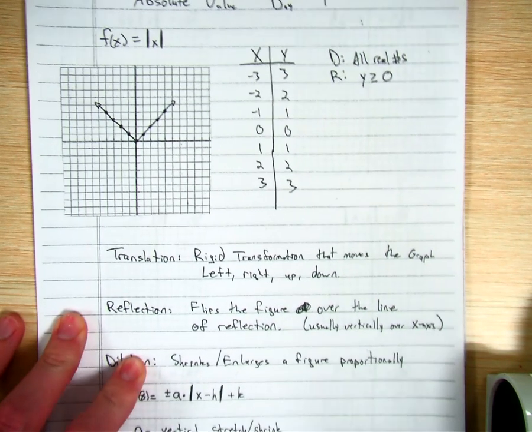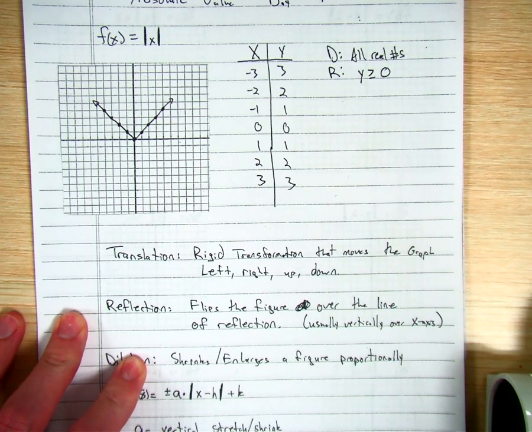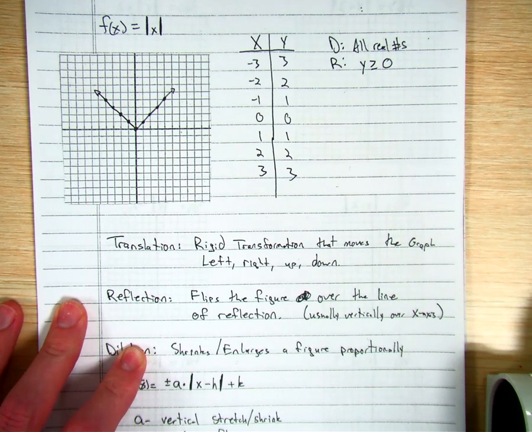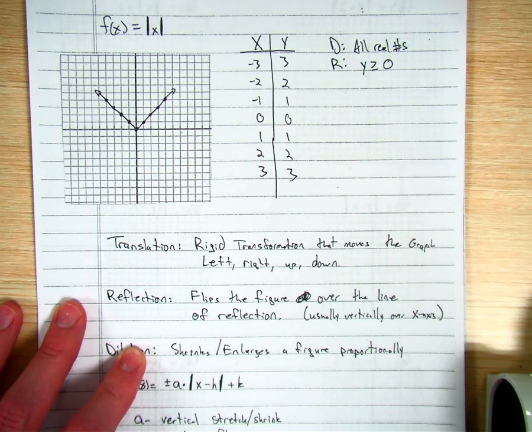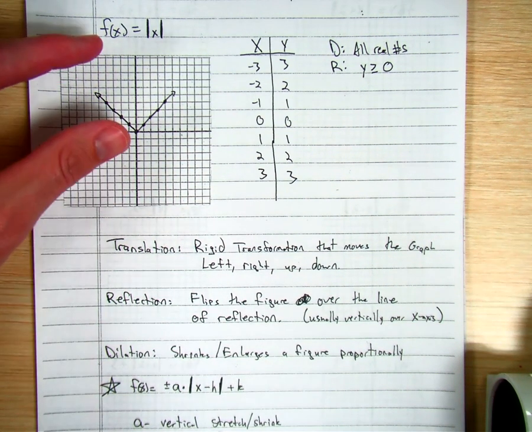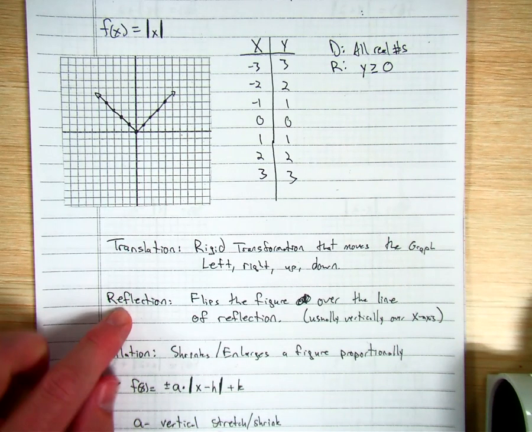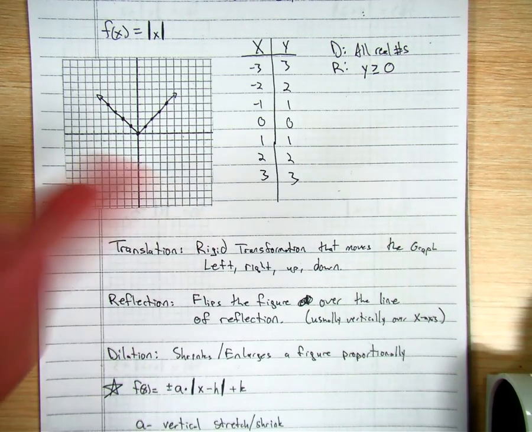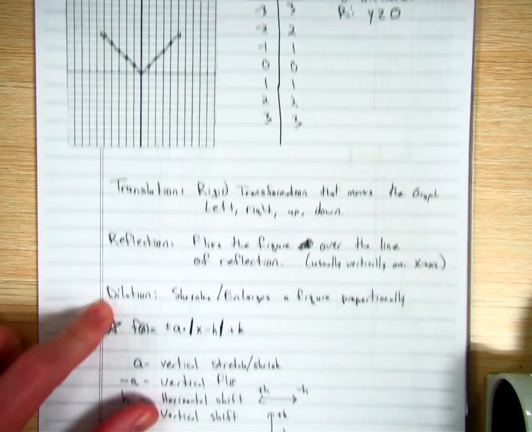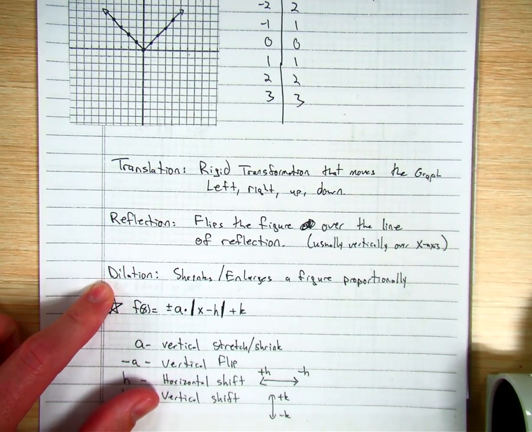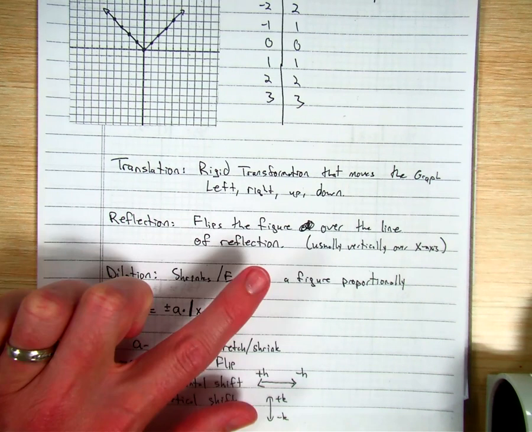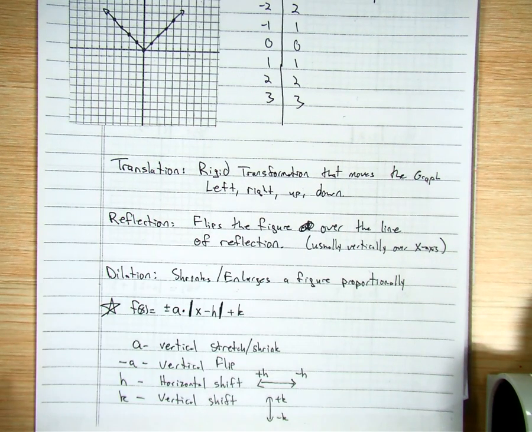Okay, some other things. Translation is a rigid transformation that moves the graph left, right, up, and down. We're not going to let it sit there all day today. We're moving it around. Reflection is going to flip it upside down. Dilation, think about going to the eye doctor. It's going to shrink or enlarge the figure proportionally.